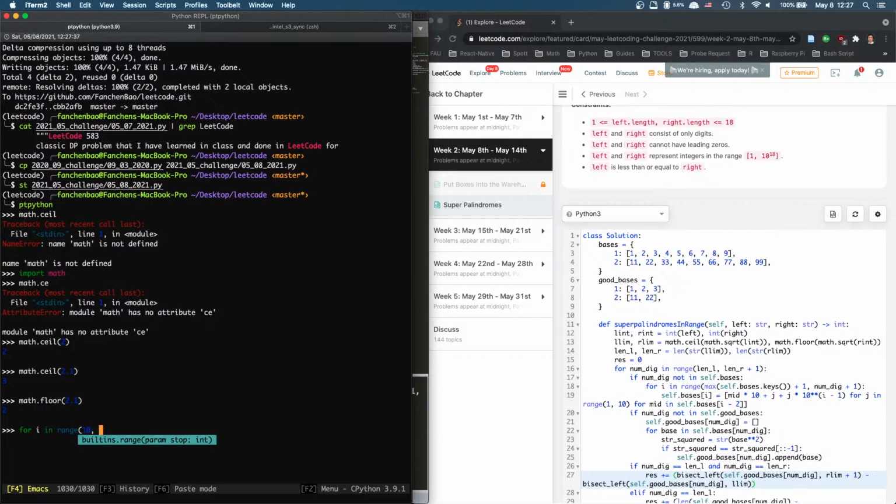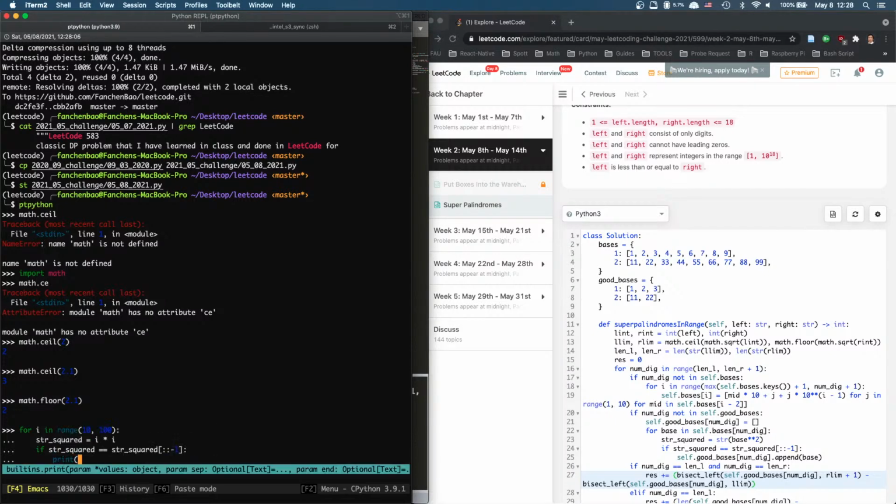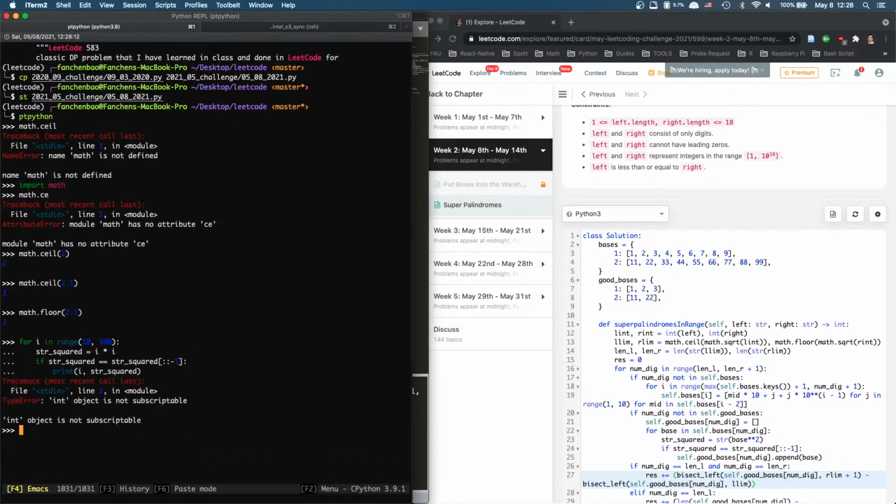So I'm going to say from 10 to 100, right? And we say str squared equals i times i, and if str squared equals str squared reversed, then we print i and str squared. Int object is not subscriptable. Of course it's not, because we forgot to do str.